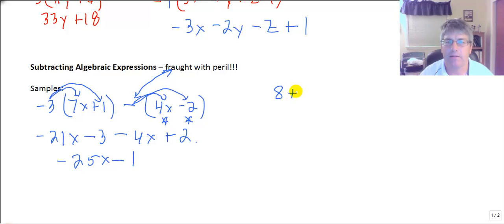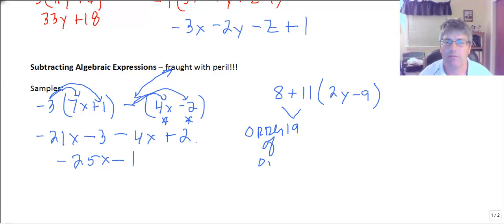Here's another one that seems to trip up students every once in a while. 8 plus 11 times the quantity 2y minus 9. I don't have fraught with peril here, but this 8 plus 11, the temptation is to call that 19. Well, that violates the order of operations. So you got to be careful there. The order of operations say we cannot do that. We have to multiply the 11 first. We have to do multiplication before we do any addition and subtraction.